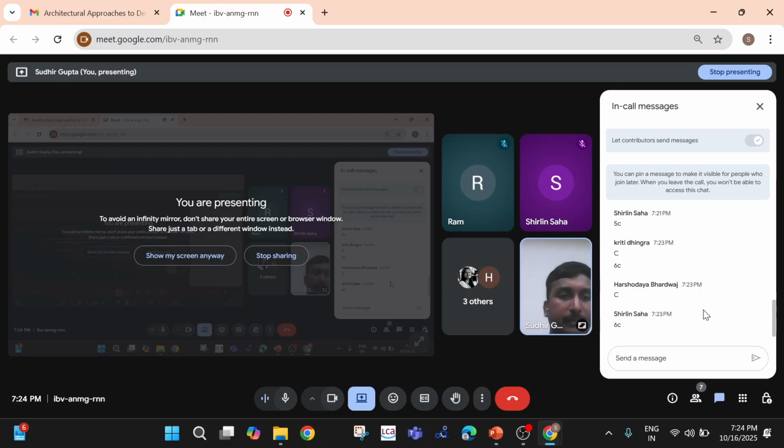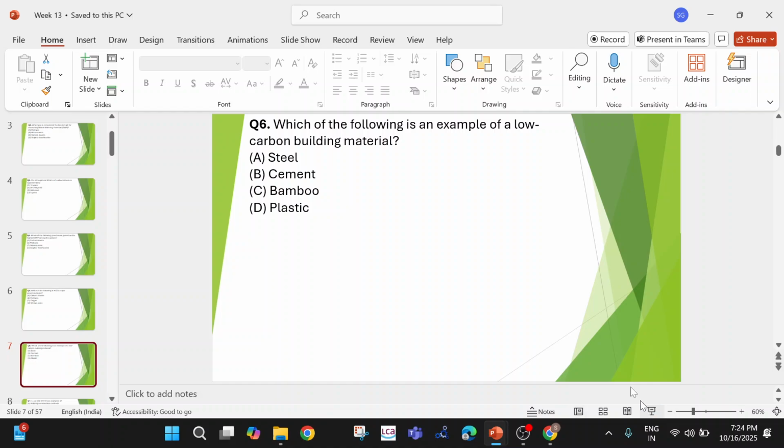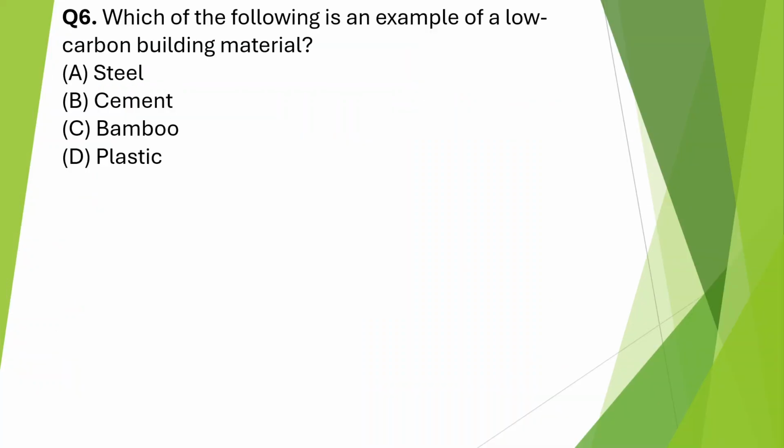Three answers have been received for this question number 6. Kirti, Harsuday, and Celine, all of them have voted for option third, bamboo. If you see, it is a naturally growing and renewable building material. Since it is natural, it absorbs a substantial amount of carbon. That's why it is coming under low carbon building material.